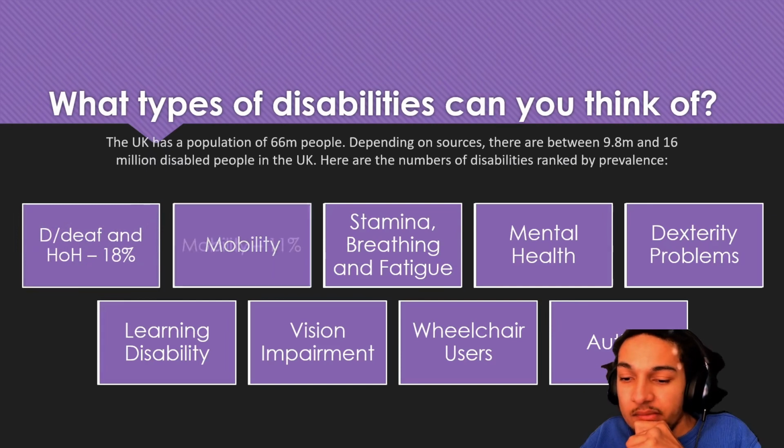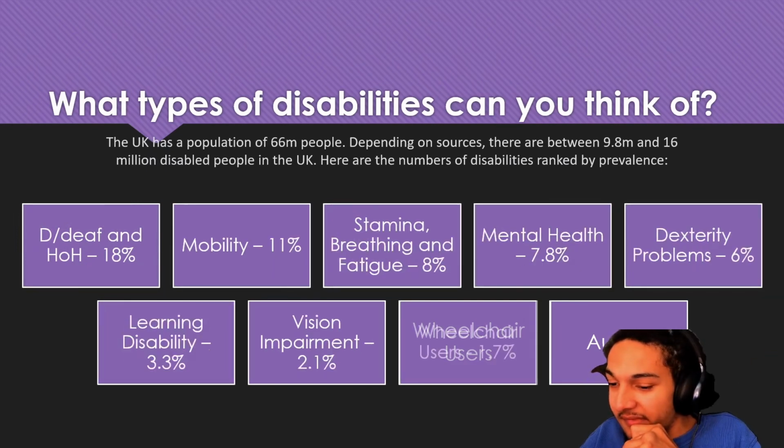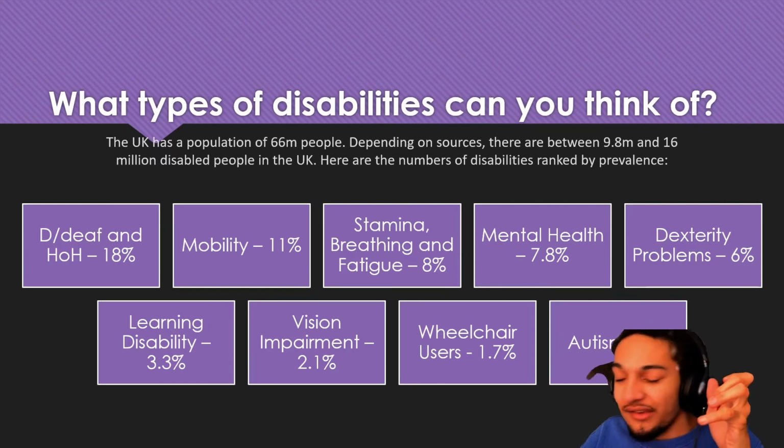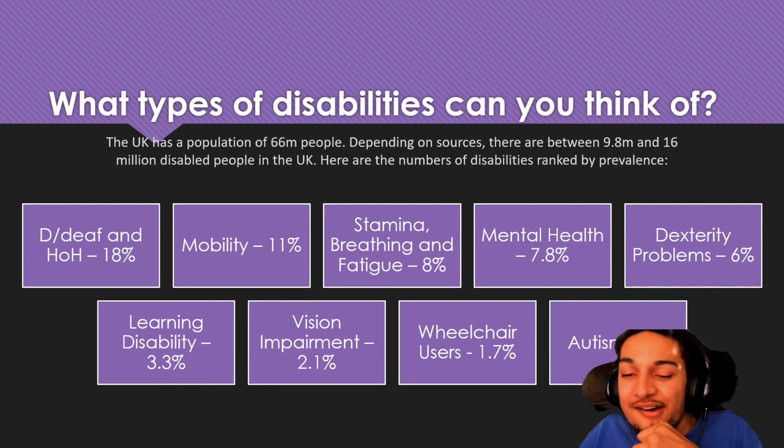This is in the wrong place. This is the number of people roughly reflected in the UK, how many disabled people there are. I thought this slide was before the one I just did.